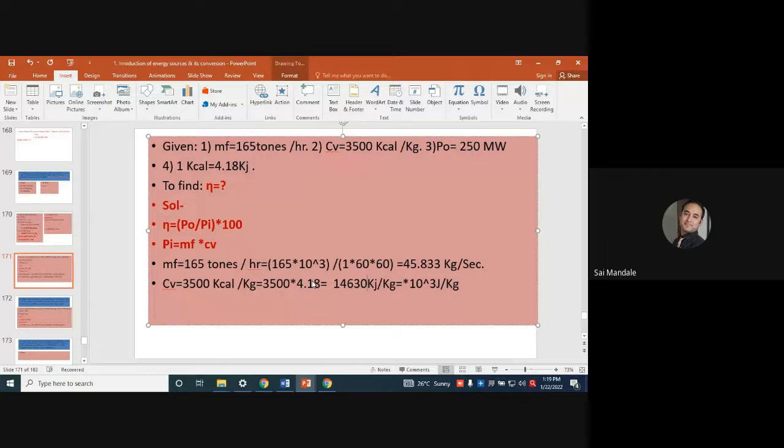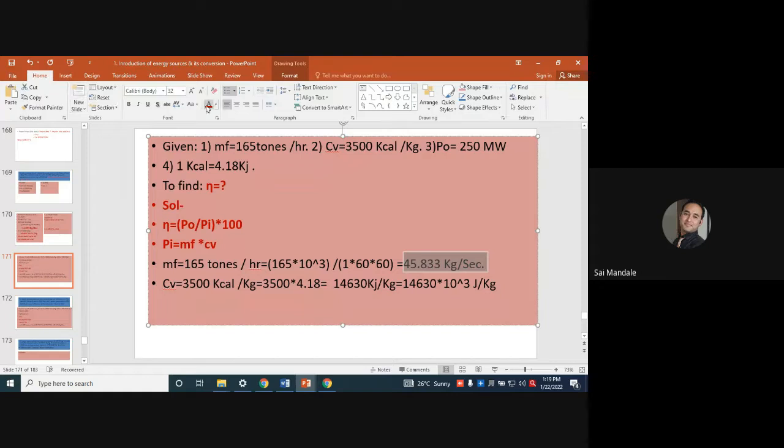But I want that in joules. So kilojoules has to be converted into joules. So it is 14630 into 10 cube joule per kg. Now I have the answer of MF, it is 45 point something. I have the answer of CV, that is 14630. So MF into CV, can I have the answer for this?